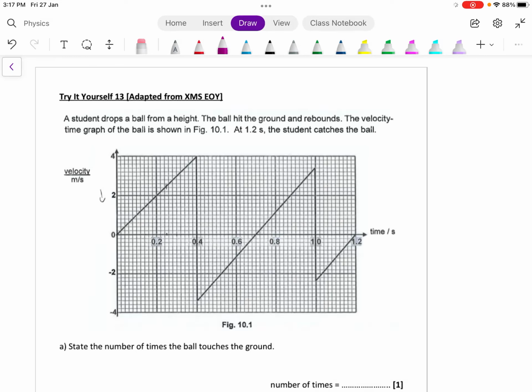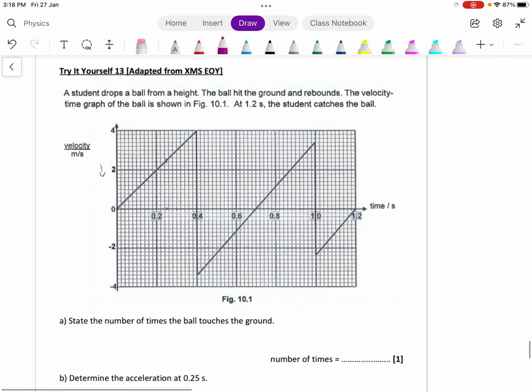Alright, so let's go through this trial question, which I adapted from Xinmin Secondary Sec 3 end of year 2022. A student drops a ball from a height, and the ball hits the ground and rebounds. We are given the velocity-time graph. At 1.2 seconds, the student catches the ball. So this is the end of the journey.